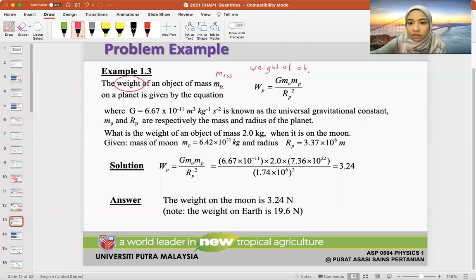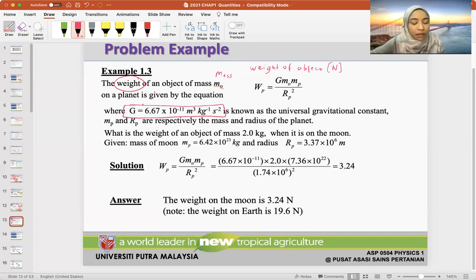This equation gives us the weight of the object. You don't have to memorize this equation, not yet at least. This is chapter 5. Weight of object is in Newton because it is a force, gravitational force. So the equation is G, capital G, mass of object times mass of planet over the radius of planet squared, where G is this guy over here. This is a constant.